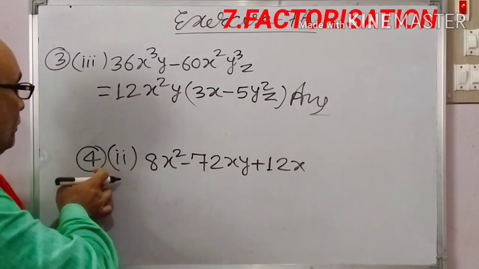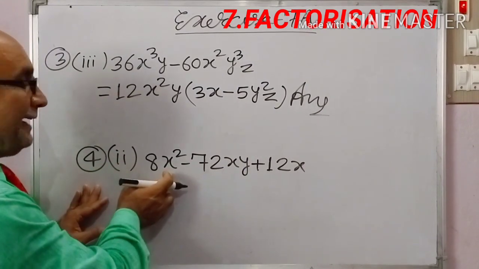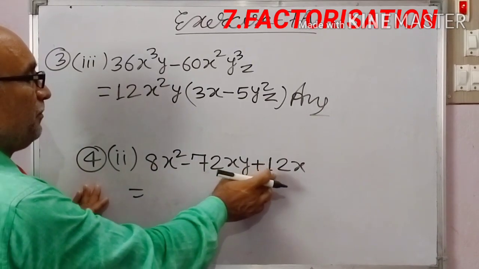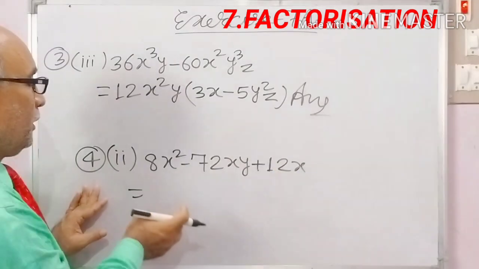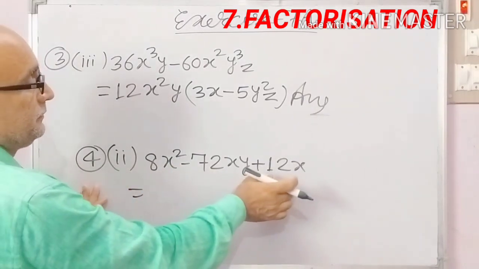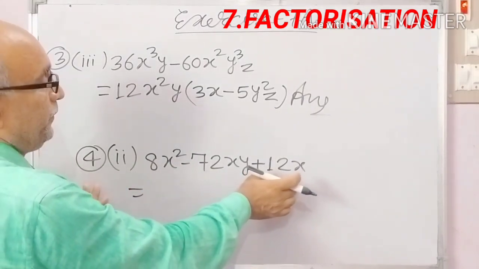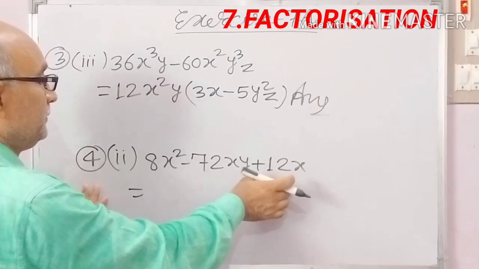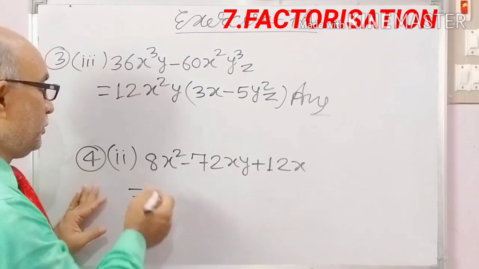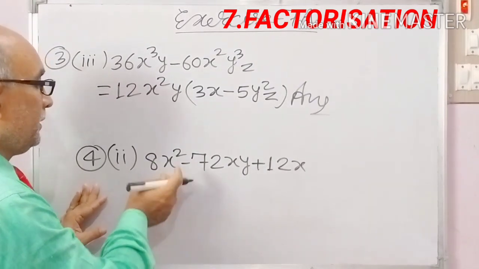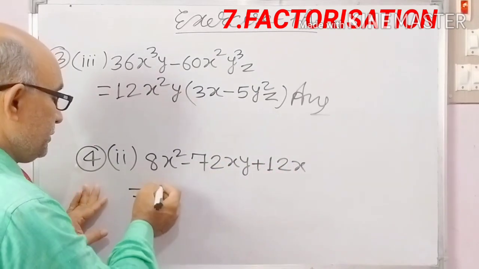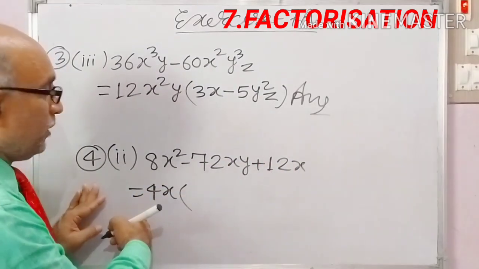And question number 2 of 4 is 8x square minus 72xy plus 12x. Common term is 4. 4 2s are 8, and 4 3s are 12, and 18 4s are 72. So 4 is common, and the variable term x square, x. So x is common. 4x is common.